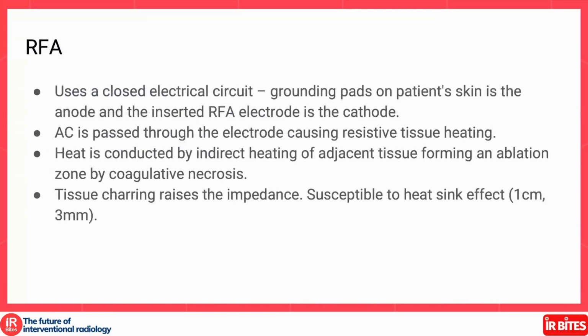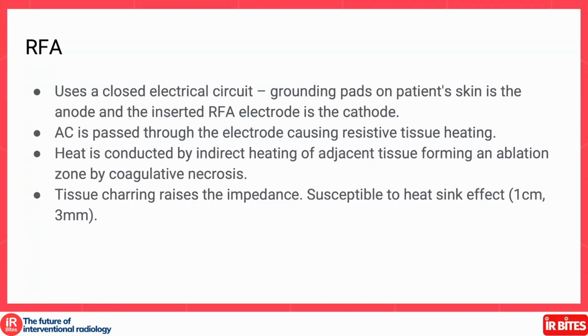Radiofrequency ablation. In radiofrequency ablation, we use a closed electrical circuit. So there'll be grounding pads on the patient's skin, usually on the thighs, and that acts as the anode. And there'll be an inserted electrode into the body, into the target lesion, and that is the cathode. We pass alternating current through the electrode that causes resistive tissue heating. The heat is conducted by indirect heating of the adjacent tissue, forming an ablation zone by coagulative necrosis. Now, tissue charring or boiling will raise the impedance or resistance, and it is susceptible to the heat sink effect.